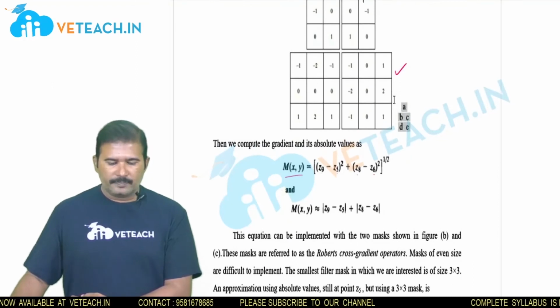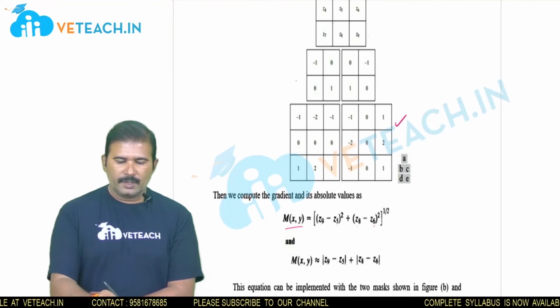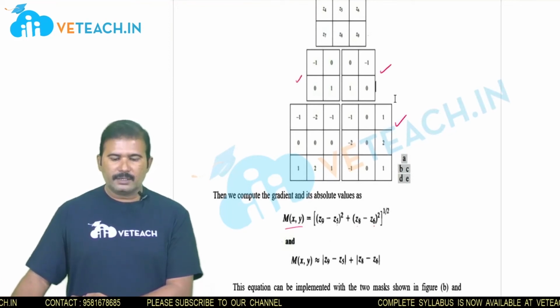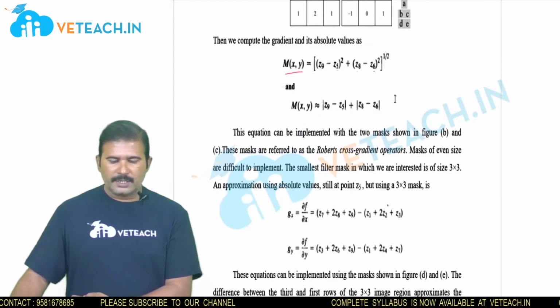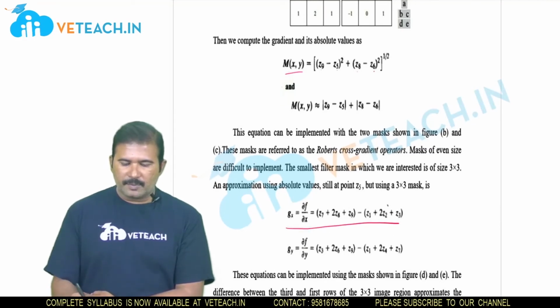So these are called the two masks defined in B and C. That means these two, B and C, are called Robert cross gradient operators. Each gradient has one particular name, which is Robert cross gradient operators, whereas the third one is defined in the form of an equation.